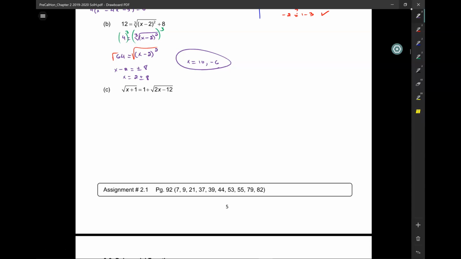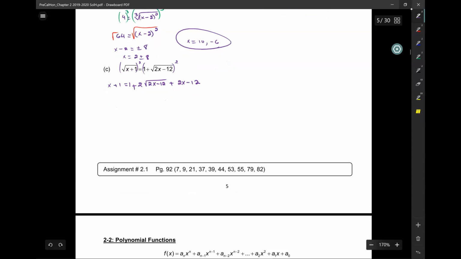The last one, I need to square both sides. So I get x plus 1 equals 1 plus 2 times the root times that, so it's 2 root 2x minus 12 plus the square of the root. So now I have, okay, so what I'm going to do is move everything. I have a root again. I need to square again. But first I'm going to move everything to the left side.